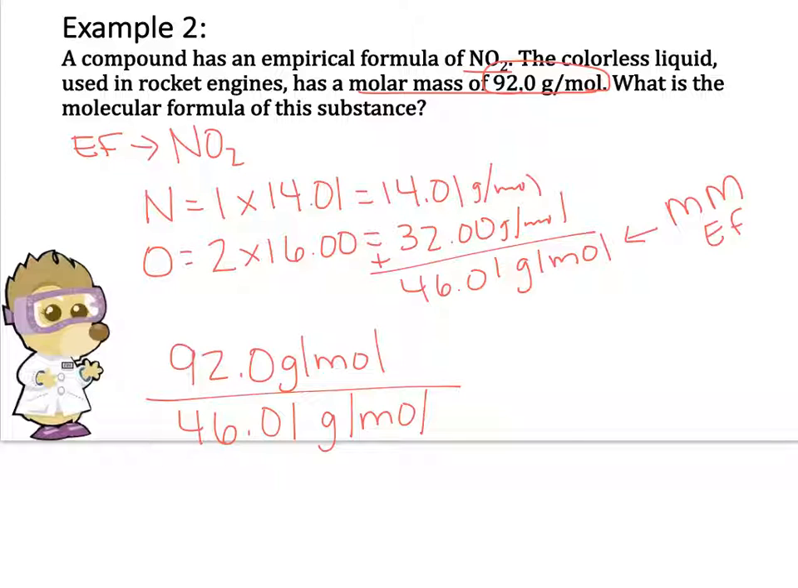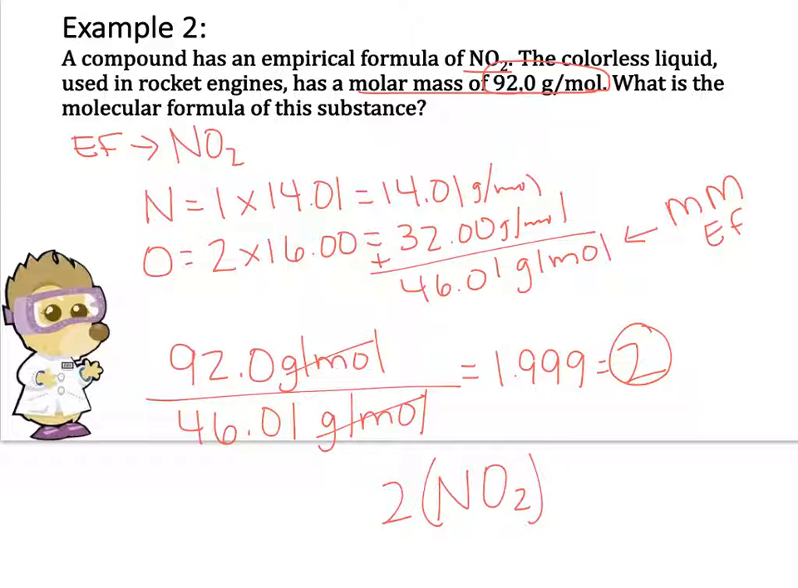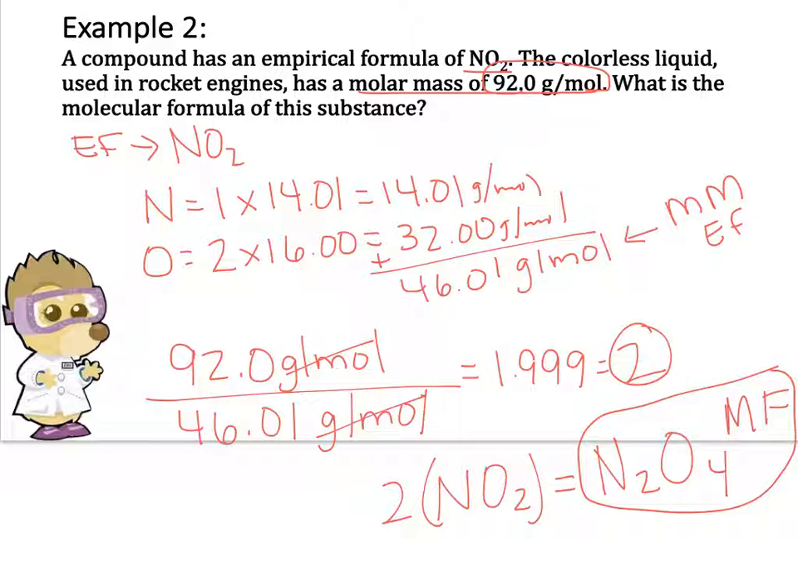When I do this, my units cancel out, and I end up with 1.999, which for the whole number will be a 2. All right, see this 2, then, step 4 says we're going to multiply the subscripts in our empirical formula by this 2. So our empirical formula was this, and we're going to multiply that by 2. So we end up with N2O4 as our molecular formula. So here's our molecular formula.